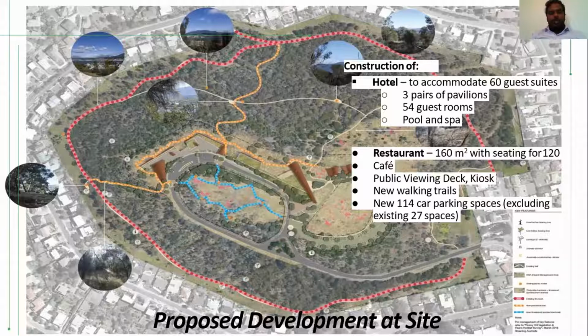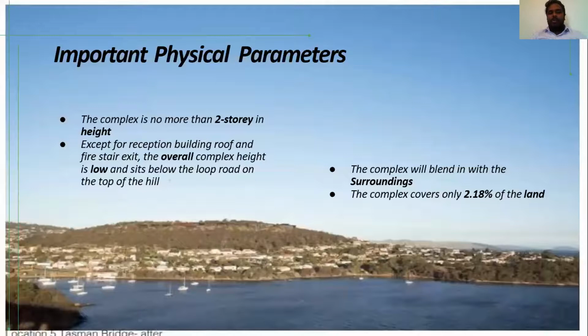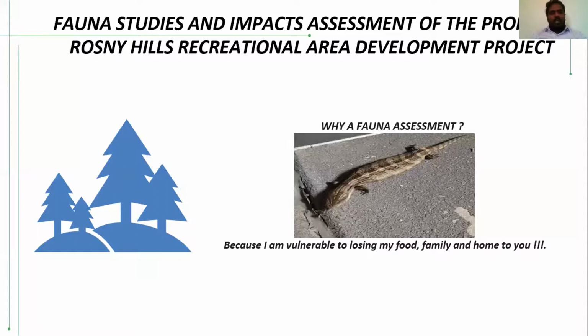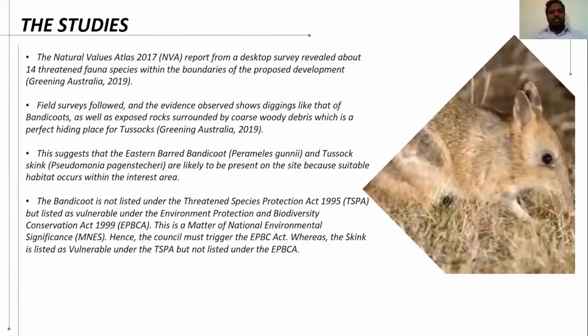The development is not more than two stories in height. Overall height of the complex is low, and it blends with the surrounding environment. The interesting part is, from 20.9 hectares of land, only 2.18% of the land is used in development. Coming to the environmental facts like the flora and fauna, according to the NVA desktop survey, 14 threatened species were found, which was followed by a field survey that recorded no threatened species at the location, but found holes dug by bandicoots. The bandicoot isn't a threatened species under TSPA.